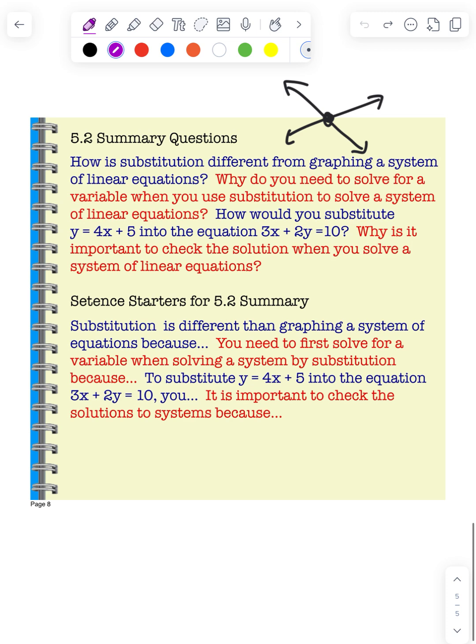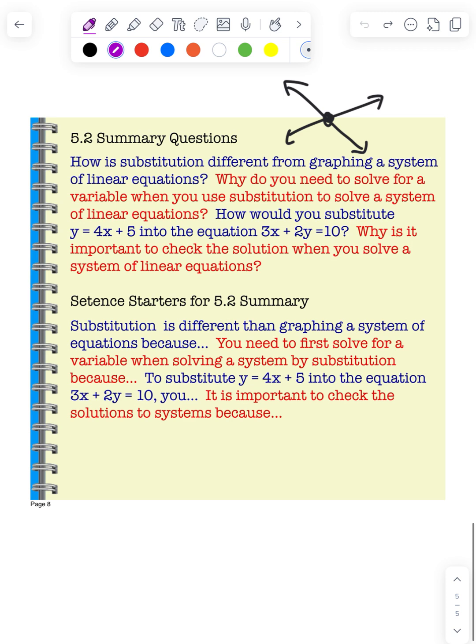Substitution is different. It's just a different method. We're using the numbers, we're solving it algebraically instead of looking at a graph and finding the solution. But it is the same thing. If we were to graph the systems, they would be the same thing. Why do you need to solve for a variable when you use substitution to solve a system of linear equations?